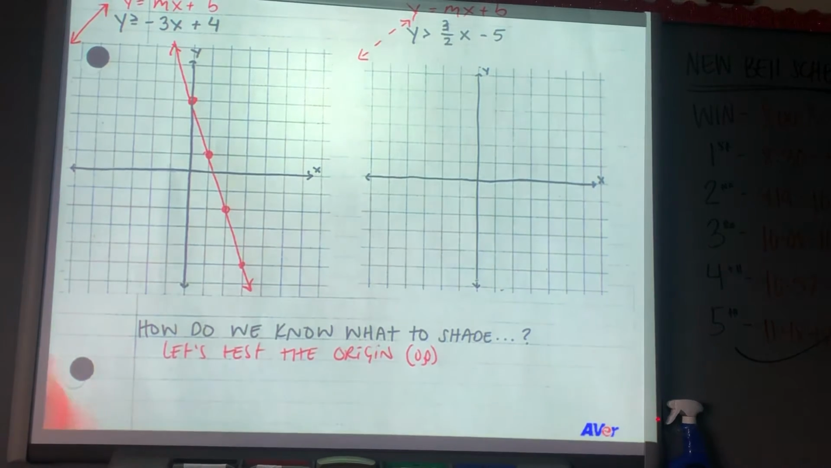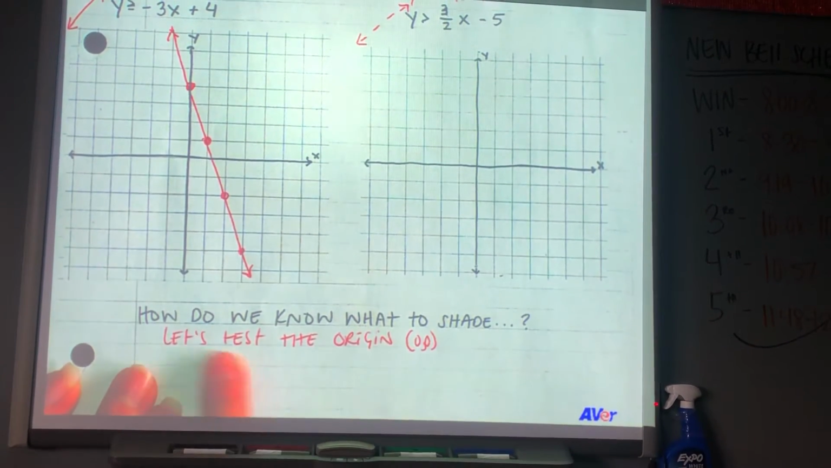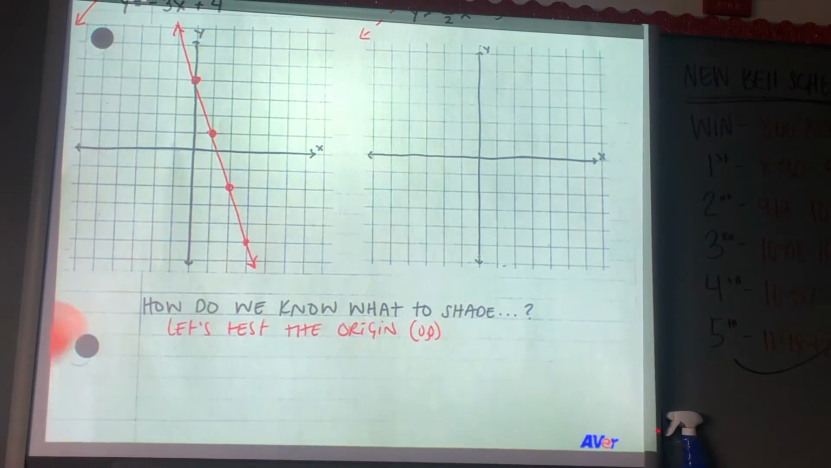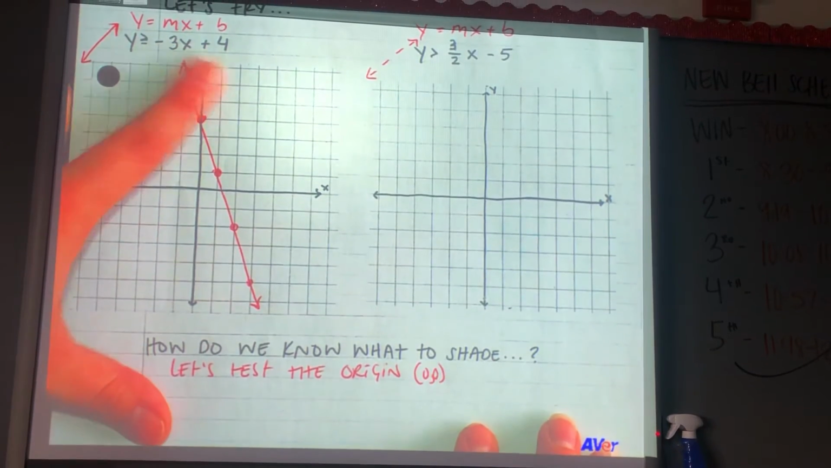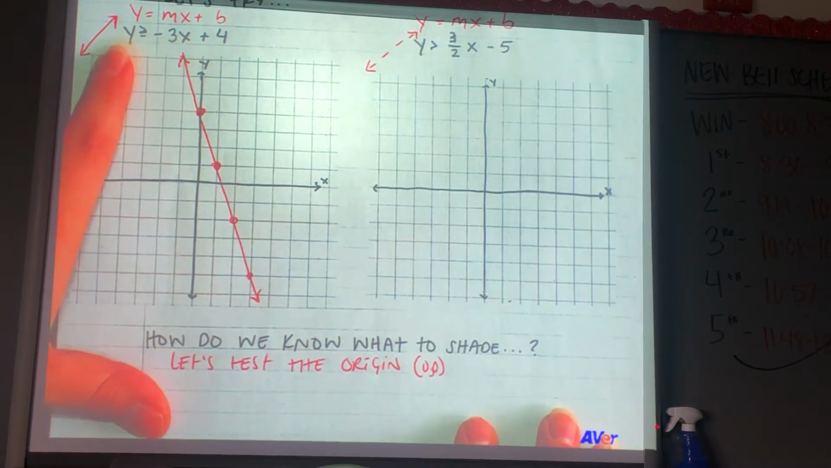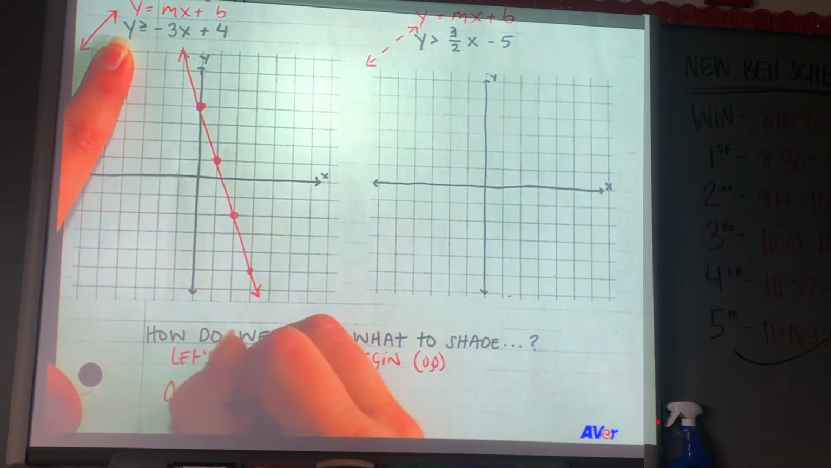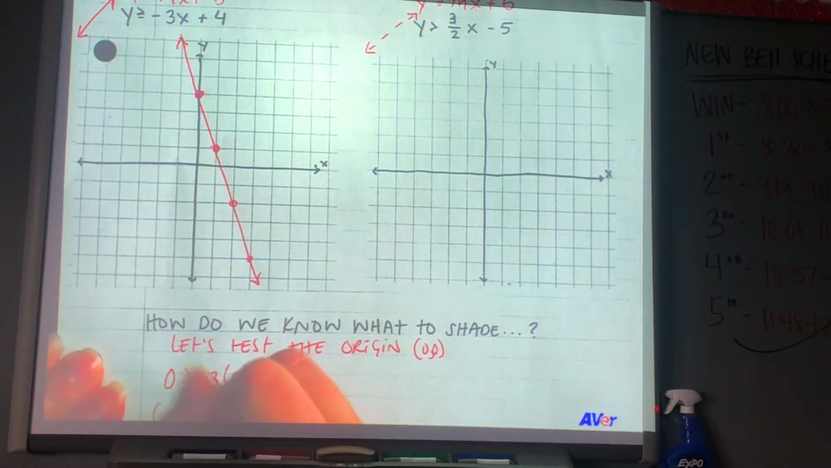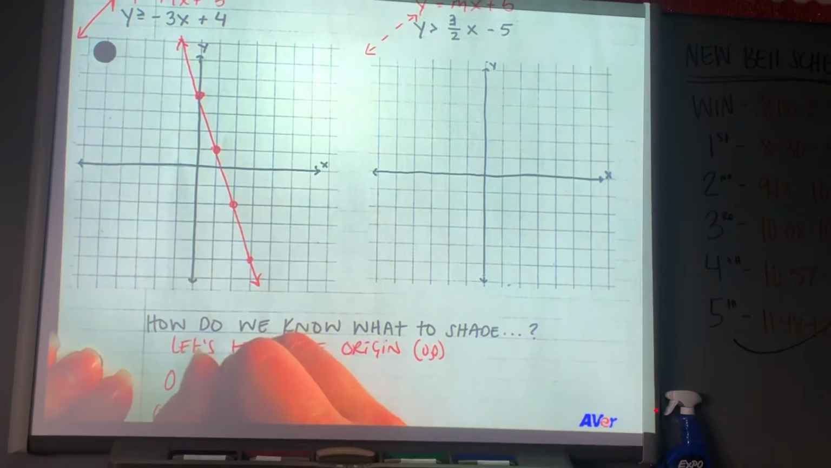So this is how I do it. I test, this is how I know what to shade. I test a coordinate. Usually I test the origin because it is the easiest. So I'm going to take 0, 0 and plug it into my original equation for the x and the y. So that means I have 0 is greater than or less than -3 times 0 plus 4. I know that -3 times 0 is 0, plus 4 is 4.